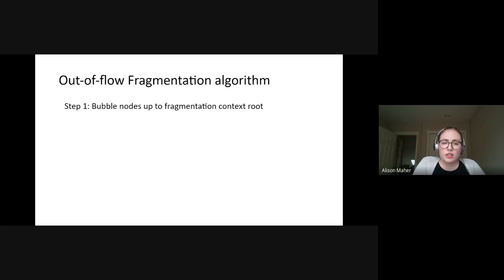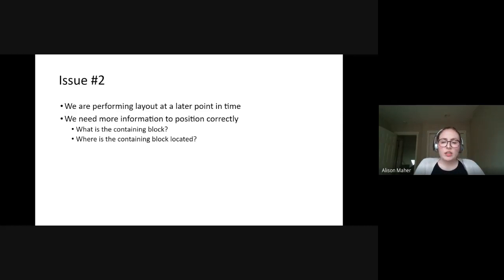This leads us to the first step of our four-step algorithm, which is that we bubble up the out-of-flow nodes to the fragmentation context root. This actually leads us into our next issue. Because we're performing layout at a later point in time, we no longer know what our containing block is or where that containing block is located. These two pieces of information are needed in order to position our element correctly.